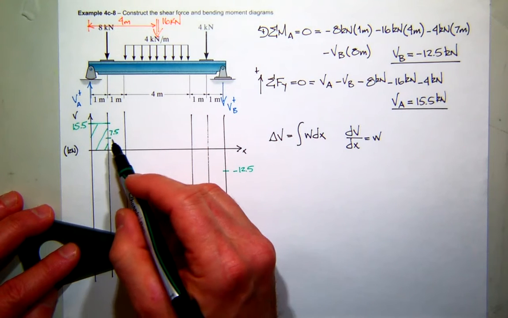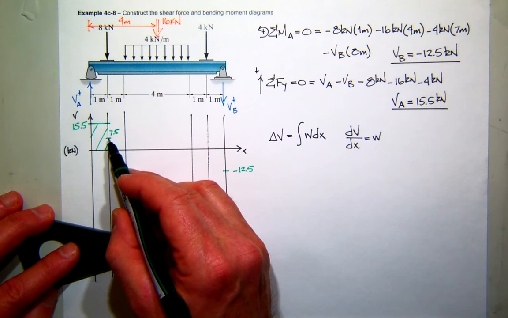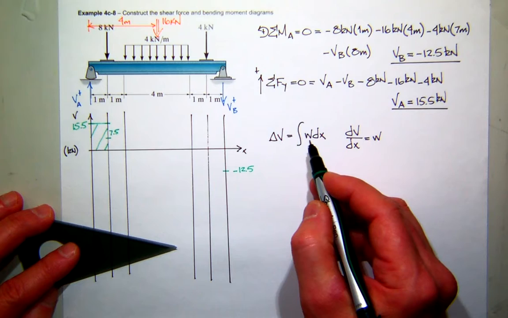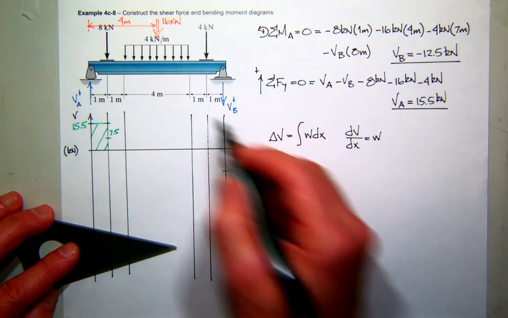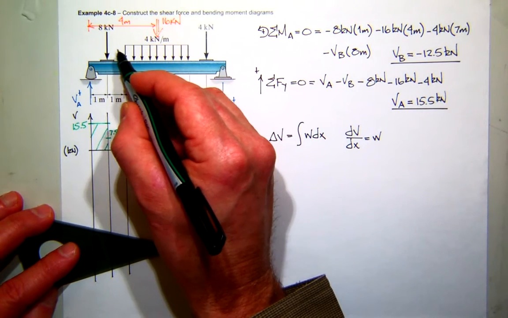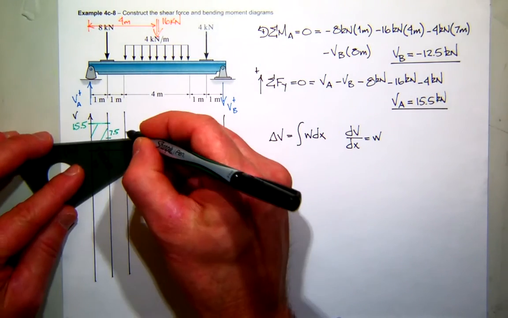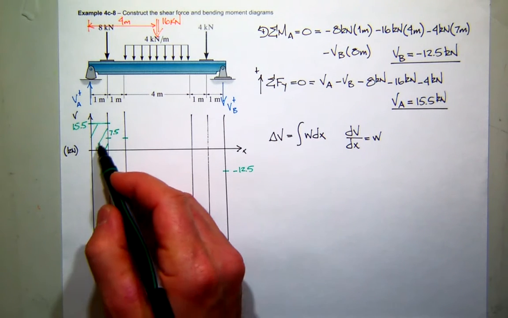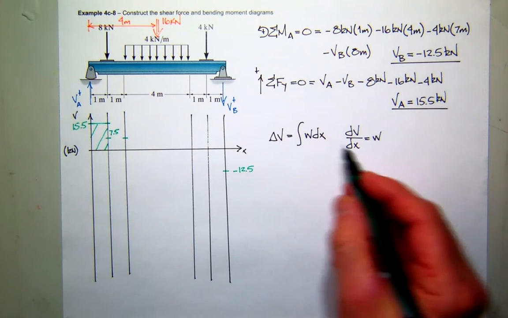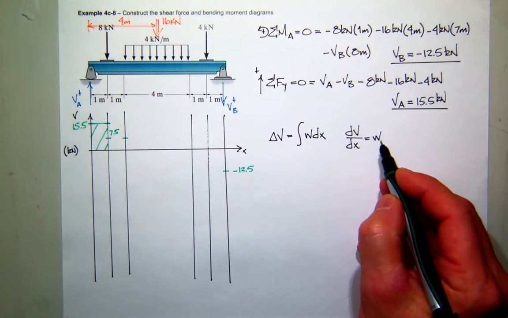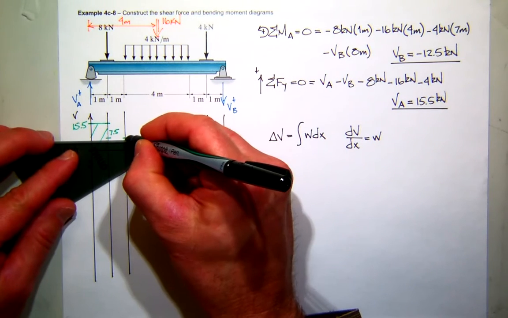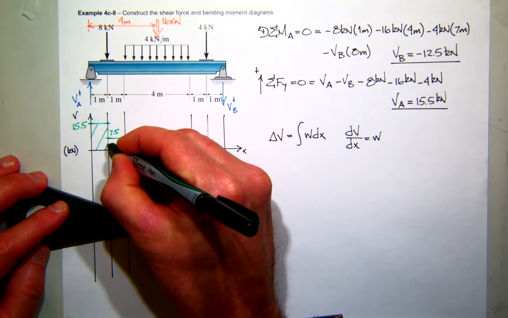Now the change between 7.5 and this next 1 meter segment is given by the area under the load curve, which is 0, so no change. And the curve connecting those 2 points, well, the slope of that curve is given by the load. The load is 0, so the slope is 0. So I have just kind of a stair step.